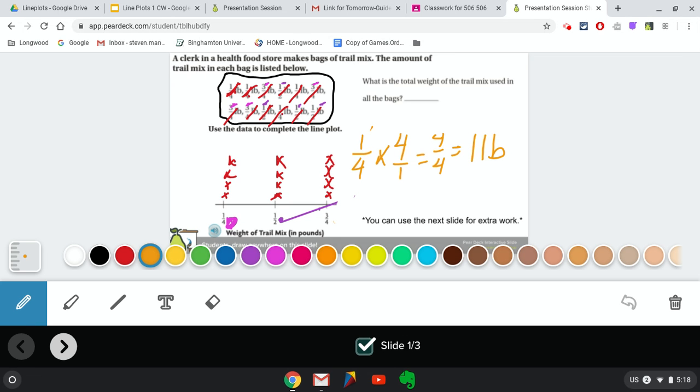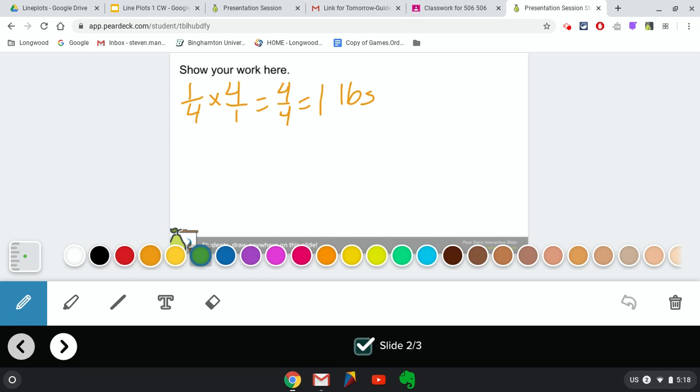Now we're going to do 1/2. There are 4 X's above 1/2. So I need to take the amount in each one, 1/2 pound, and multiply it by how many there are. There are 4 bags that have a 1/2 pound in them. When I do that, I can multiply, and if I simplify this, divide the bottom into the top, 2 goes into 4. I have 2 pounds.